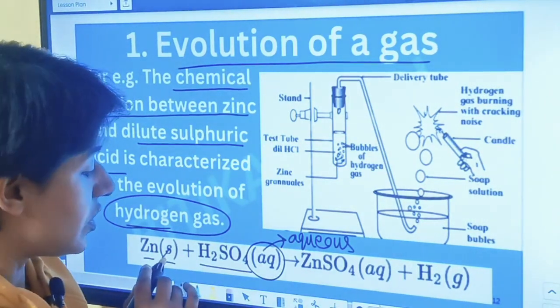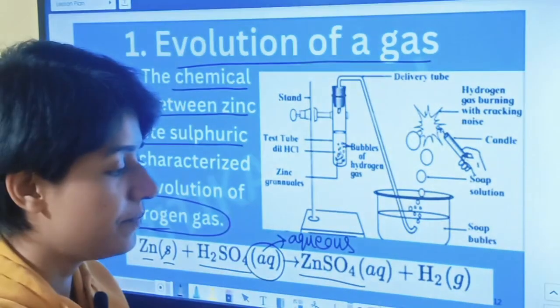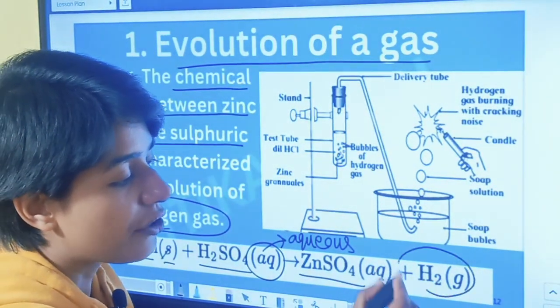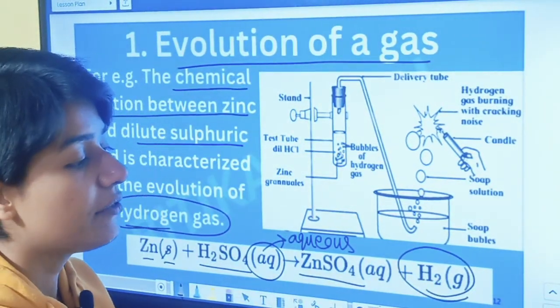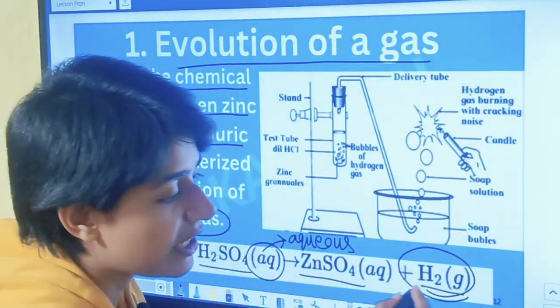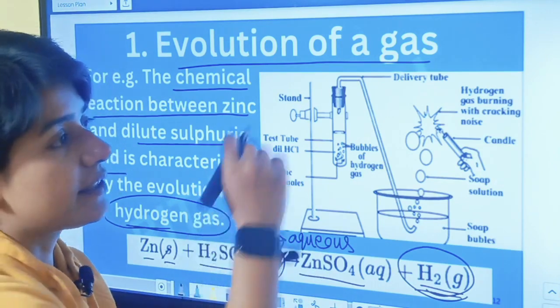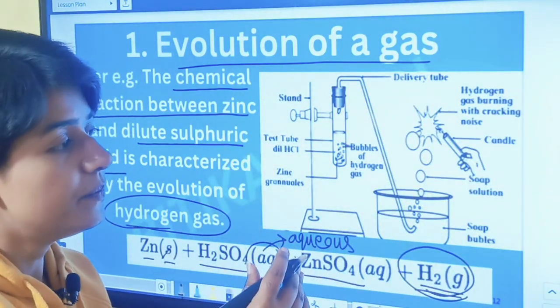Then zinc and dilute sulfuric acid react to form zinc sulfate and release hydrogen gas. During the chemical reaction which we are discussing, there is evolution of gas. That is hydrogen gas evolved in this reaction. It is also shown here. It is a figure of NCERT book.